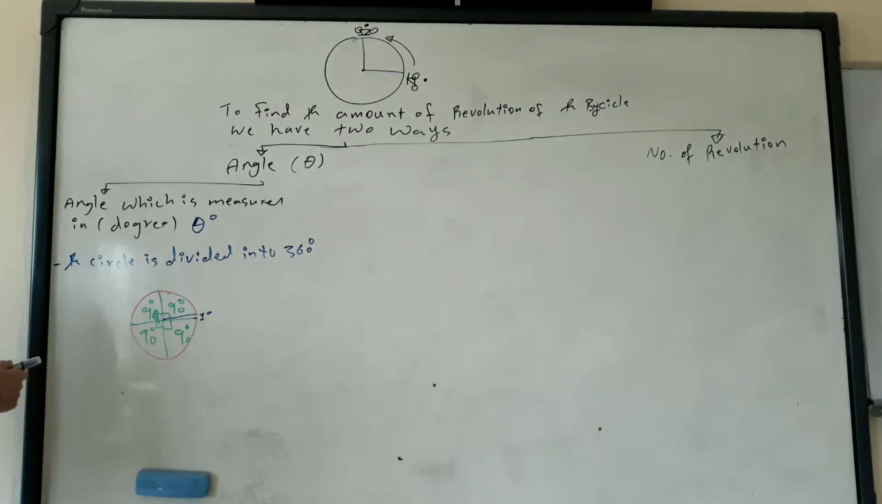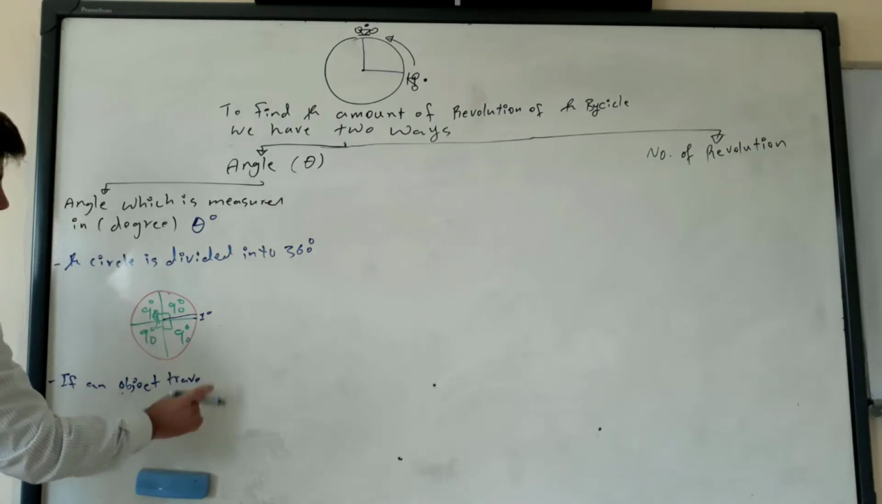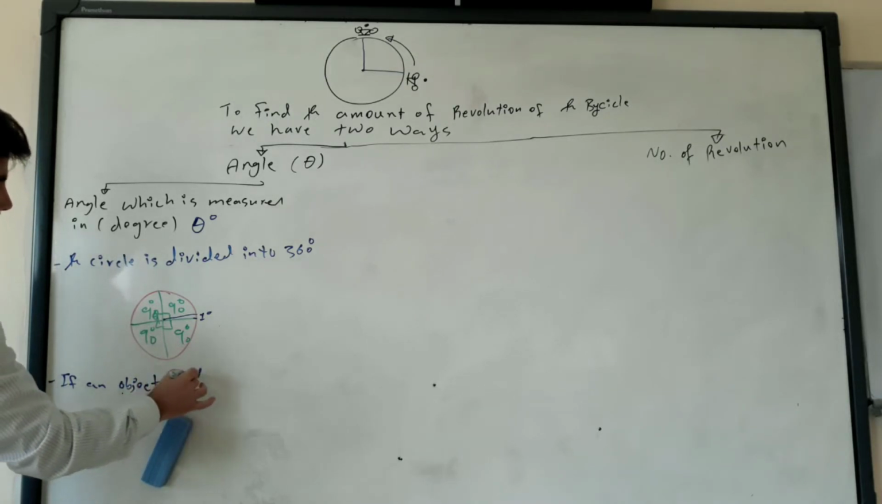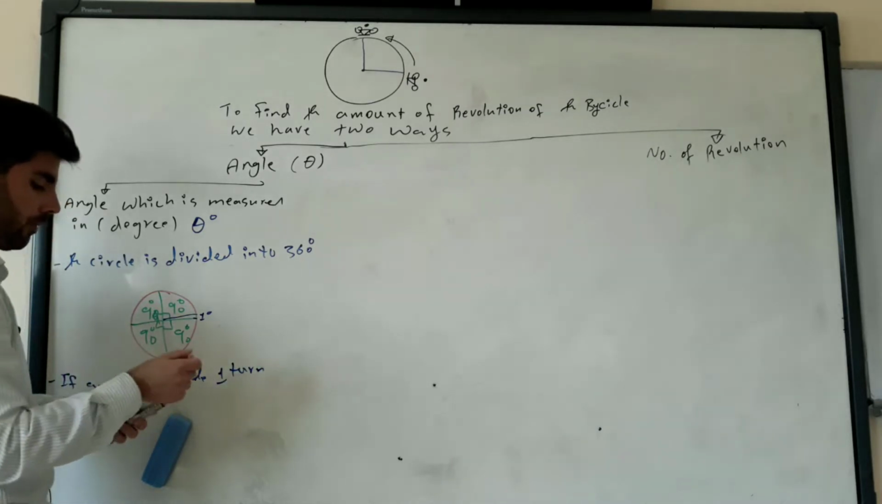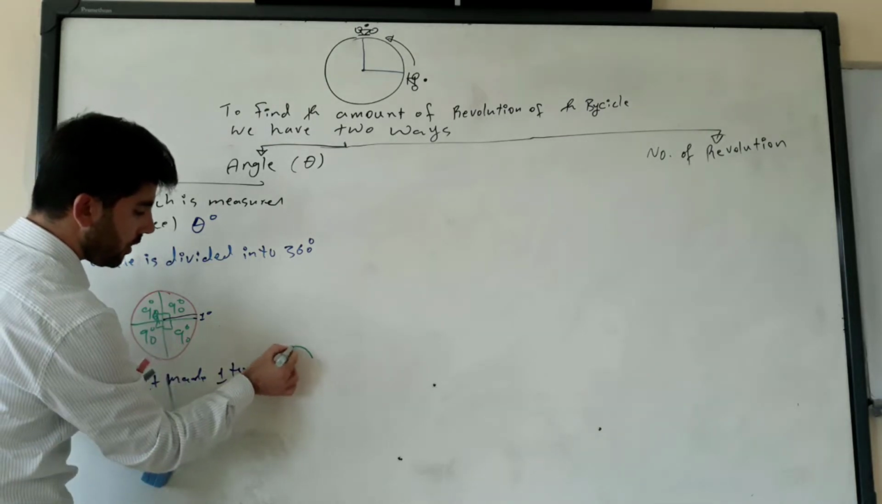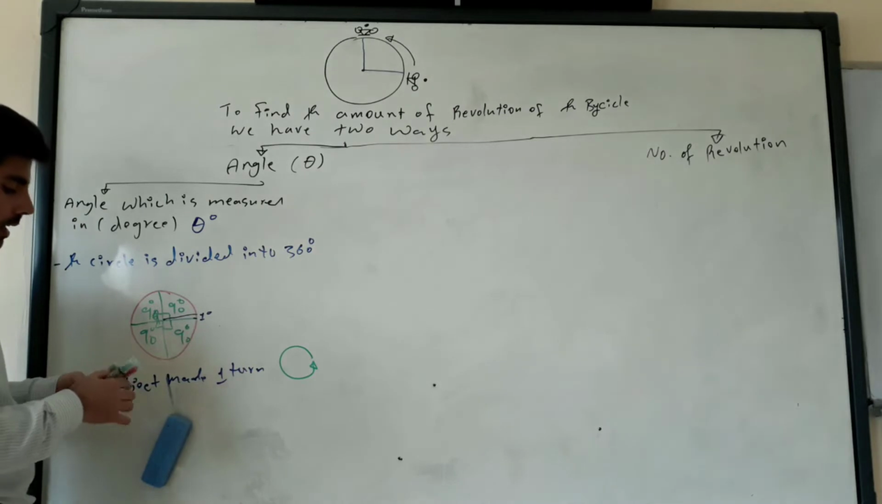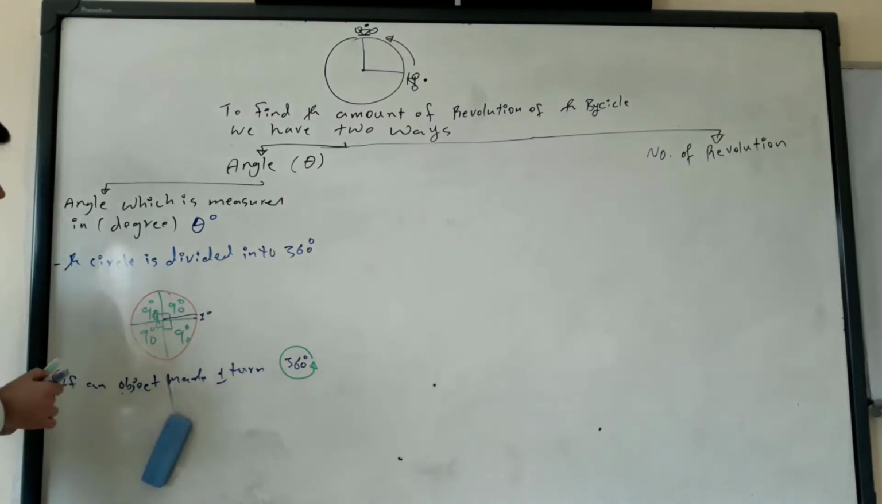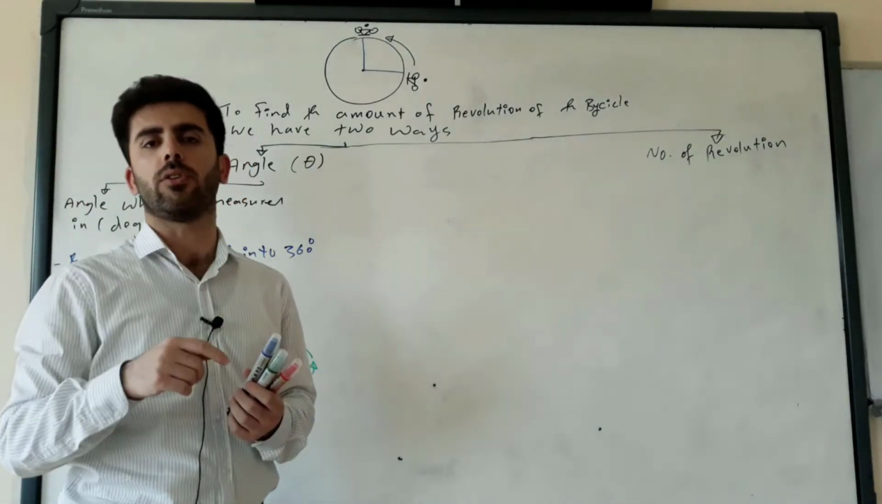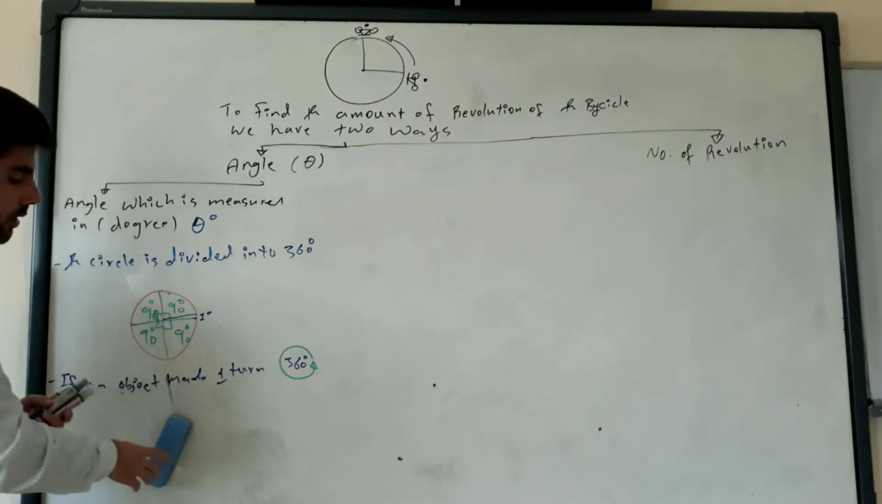So guys, if an object traveled 360 degrees, if an object made one turn, this means that the object traveled 1 revolution, okay? And if someone asked you how much the object has rotated, you would say 360 degrees. This is how we tell the amount of revolution. This object has revolved 360 degrees.